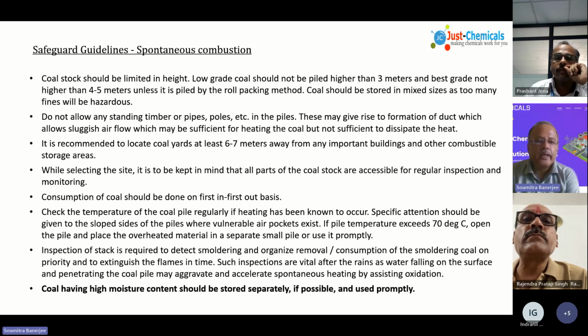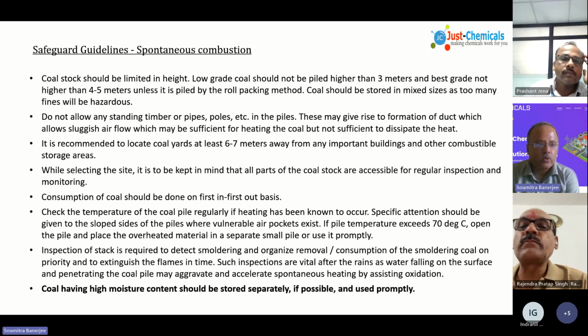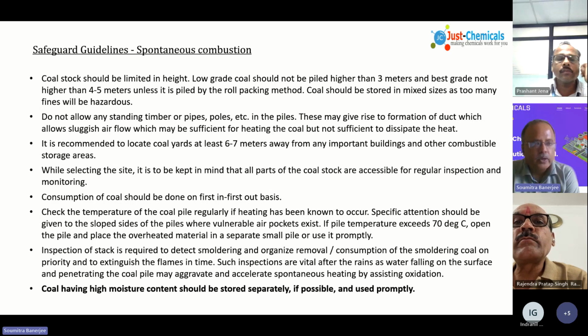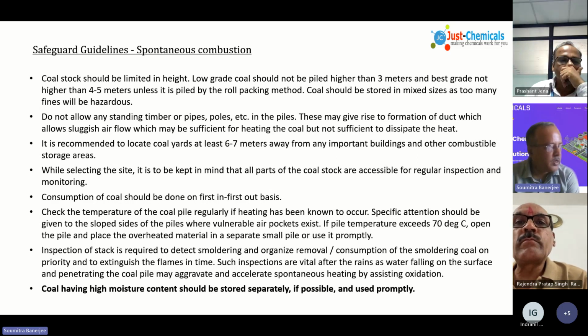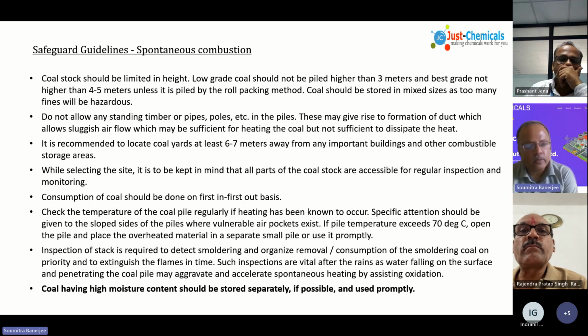Do not allow any standing timber or pipes or poles etc. in the piles. This may give rise to formation of ducts, which allow sluggish airflow and may be sufficient for heating the coal, but not sufficient for dissipating the heat. It is recommended to locate the coal yard at least 6 to 7 meters away from important buildings. While selecting the site, keep in mind that all parts of coal stocks are accessible for regular inspection and monitoring. It should not be that one part is not accessible and another part is accessible.